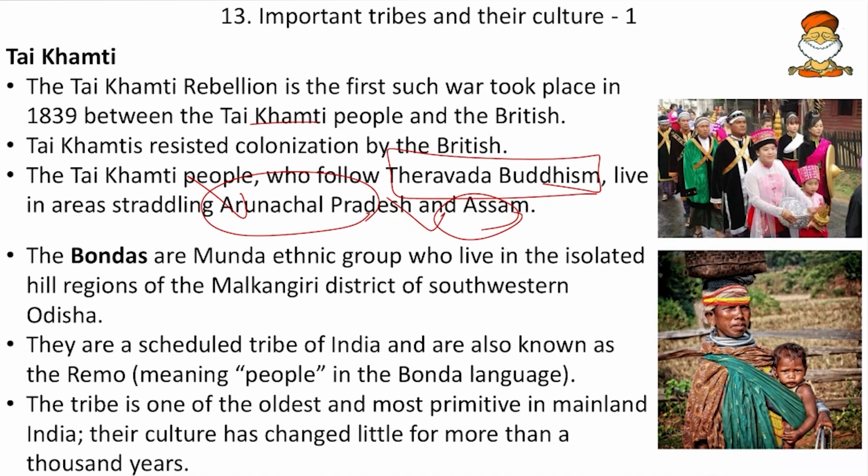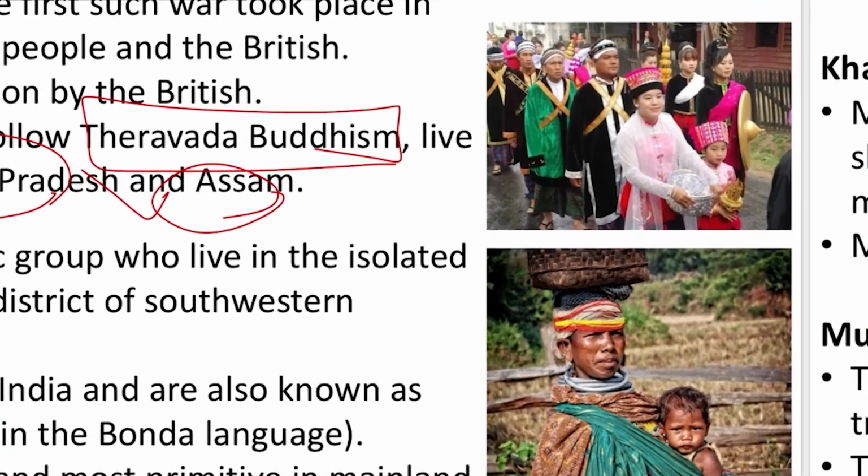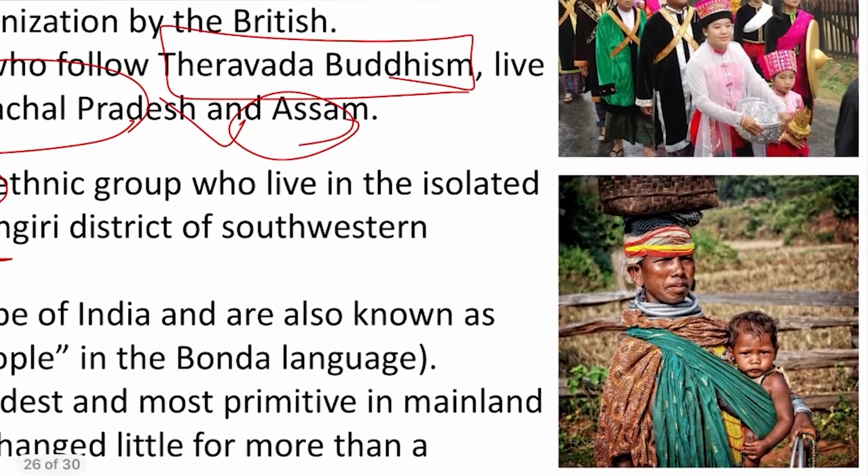Then Bondas. Bondas are a Munda ethnic group who live in the isolated hill regions of Malkangiri district in southwest Odisha. So Bondas are none other than a subset of Mundas. They are a scheduled tribe of India and are also known as the Remo, meaning people in the Bonda language. The tribe is one of the oldest and most primitive in mainland India, and their culture has changed little for more than 1,000 years. So they are the very pristine ones. Here we can see the Tai Khamti people and also the Bondas.